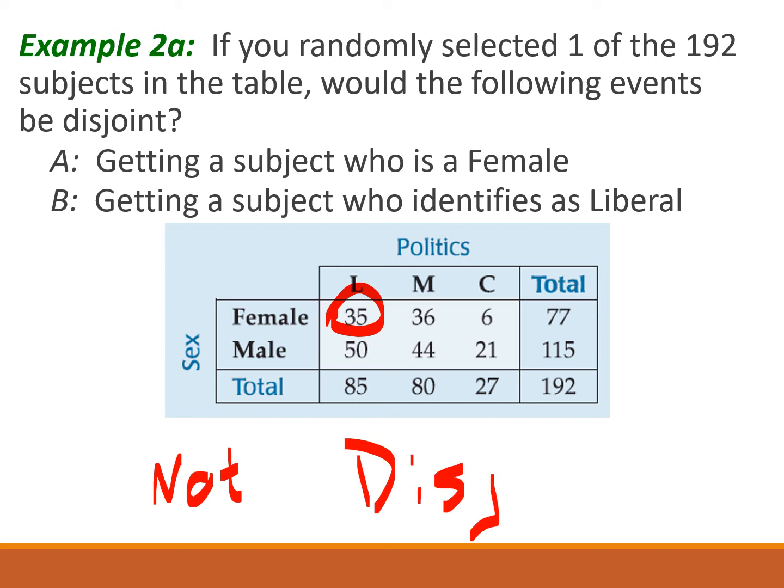Okay, if we said something like, can we get someone who's both liberal and conservative? Those would be disjoint because you can't pick one person who's both liberal and conservative.